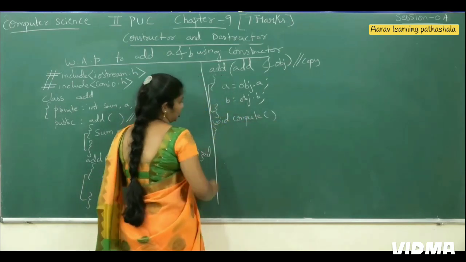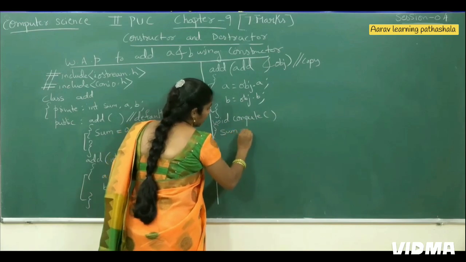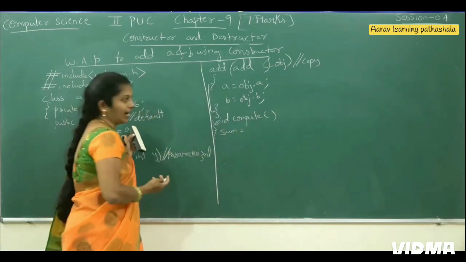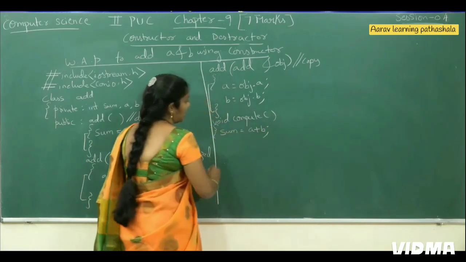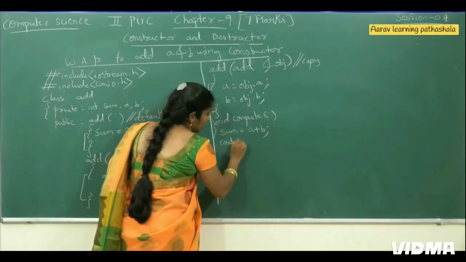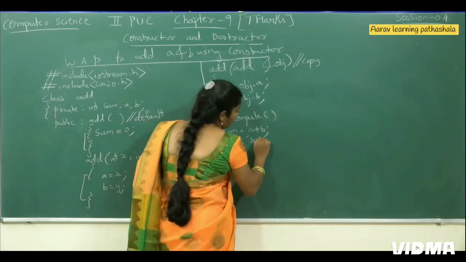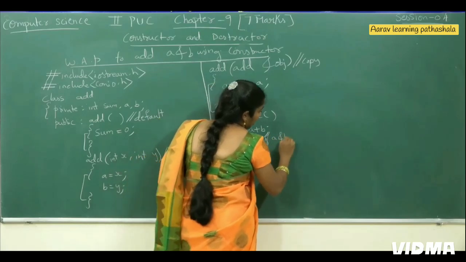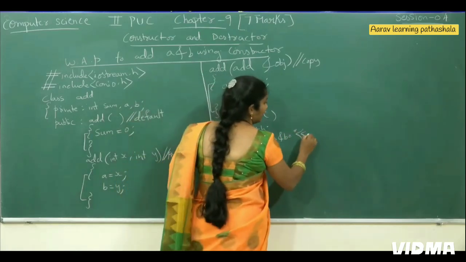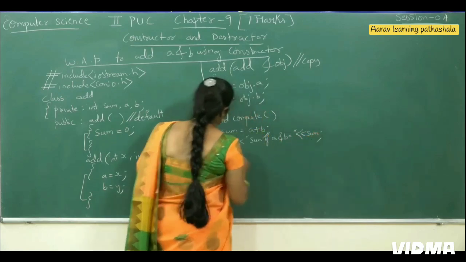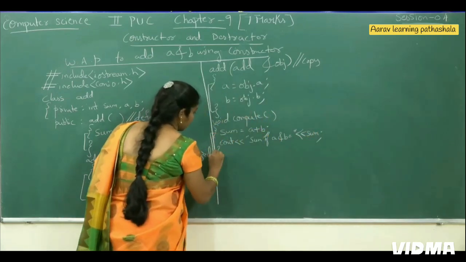Void compute function, that is sum equals. We have to add the values a plus b. Display the value of sum. cout "Sum of a and b equals", where exactly the result is present in sum. Then insertion operator sum. Then close this function.